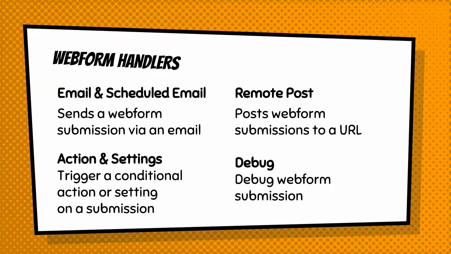So this is kind of a breakdown of the handlers that ship out of the box. You have email. Scheduled email is the same as email, but you can have the email not go out immediately when someone fills out the form. You can wait and have it sent out at a certain timetable. It's very useful for event registration where you have people register for an event and you want to send an email a day before the event to remind them that they registered.